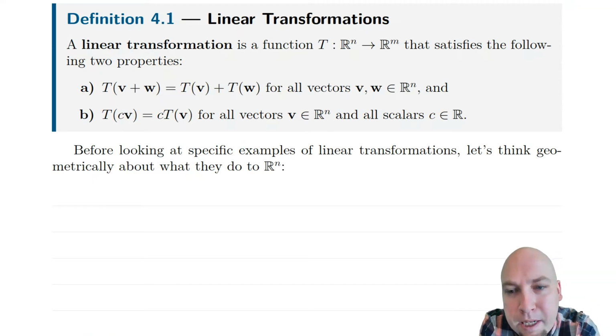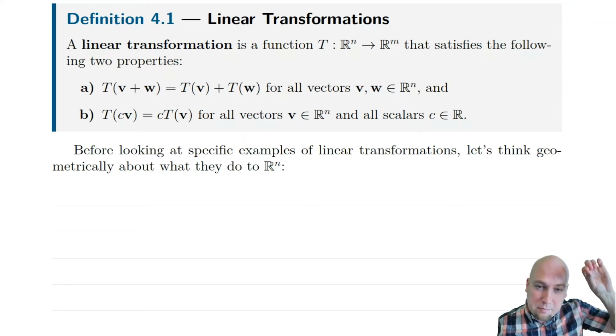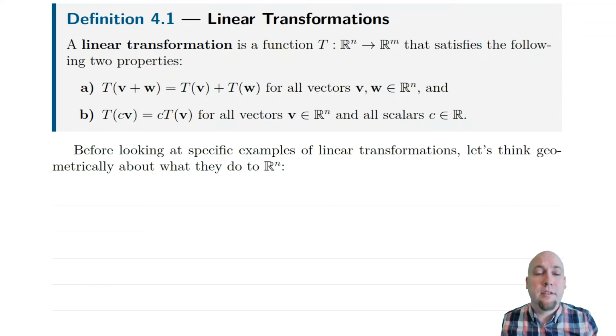Then property B is the analogous thing for scalar multiplication. You can scalar multiply and then apply T, or you can apply T and then scalar multiply, and you'll get the same answer either way. You can do it in either order. In other words, you can pull scalars out of the function.